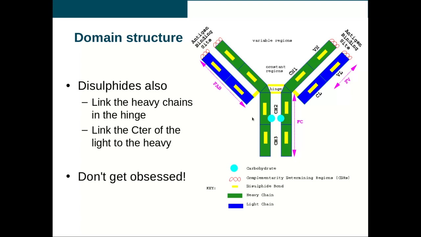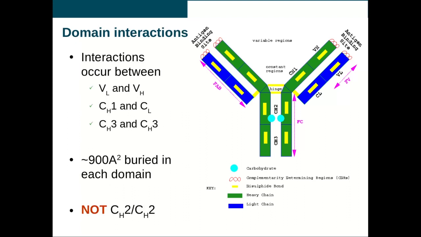The other thing to notice in the domain structure, which I didn't mention before, is that there are carbohydrates. And those carbohydrates are present bound to the CH2 domains. And rather unusually, as we'll see in a bit more detail in a minute, they are on the inside of the structure.